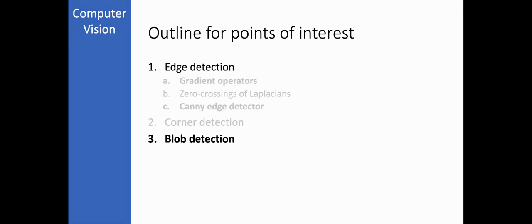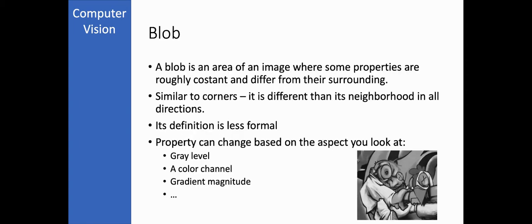The last type of interest point we will study are the blobs, the blob detection. A blob is an area of an image where some properties are roughly constant and they differ strongly from their surroundings, so a distinct area in an image. Similar to corners, it is different than its neighborhood in all directions. So if I move a patch around the blob in any direction, I will get a high change.